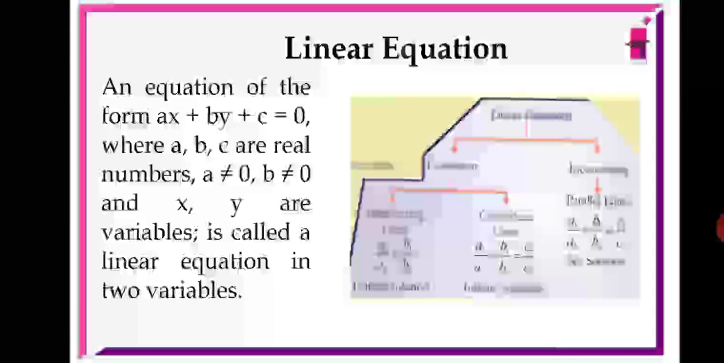It will be consistent when they are intersecting lines, and the ratio of the coefficients a1 by a2 is not equal to b1 by b2. They are also consistent when they are coincident lines, where a1 by a2 equal to b1 by b2 equal to c1 by c2. You have infinite solutions. They are inconsistent when you get parallel lines. The ratio will be a1 by a2 equal to b1 by b2 is not equal to c1 by c2. Then they have no solution. This all we are going to show graphically.